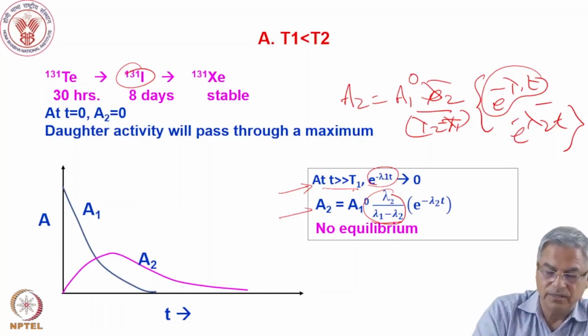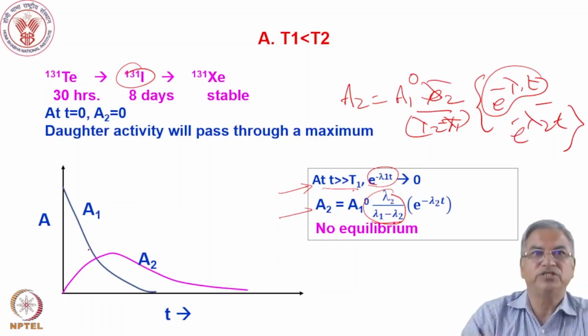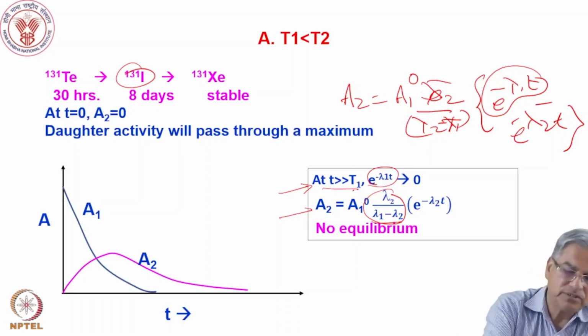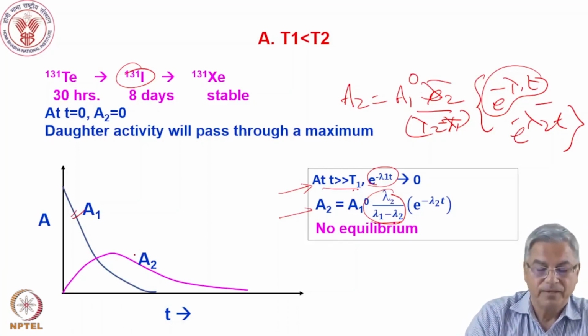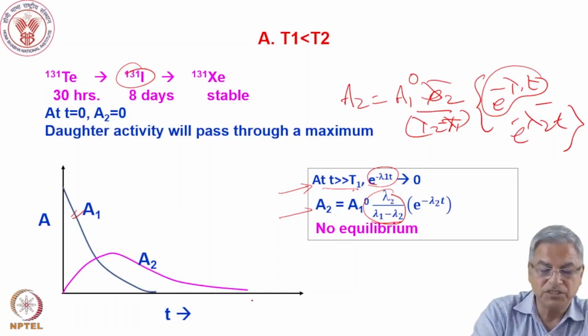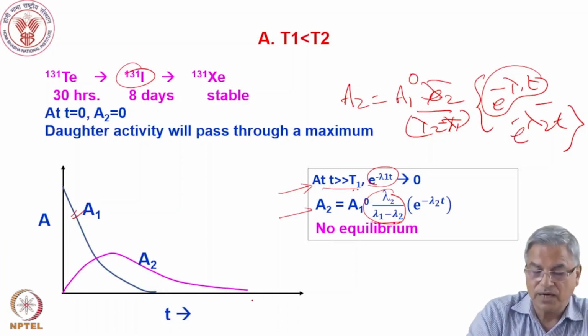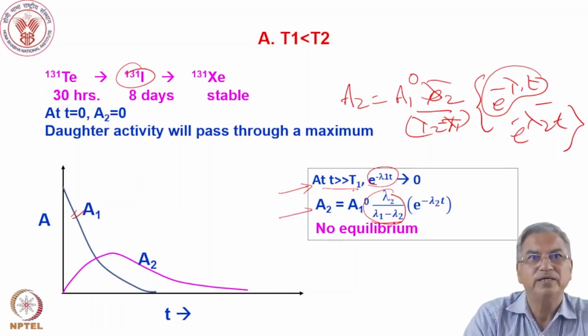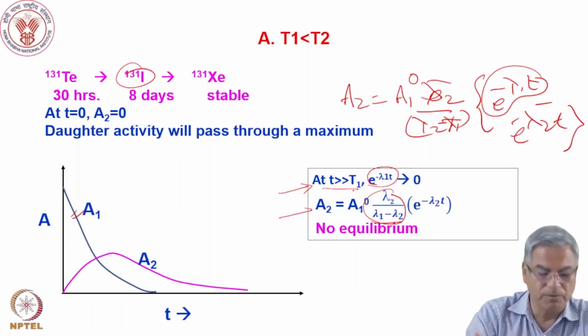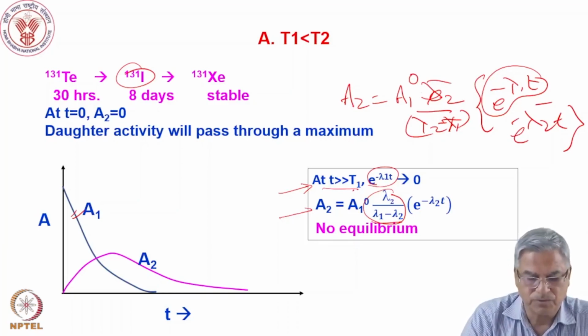This is in the linear scale. So the activity of A1, the parent tellurium-131, will decay exponentially, and from this activity of parent the daughter activity is growing, and then it will reach a maximum, and then it will start decaying with its own half-life. So there is no case of equilibrium. We will discuss the equilibrium case in the second part of this lecture.